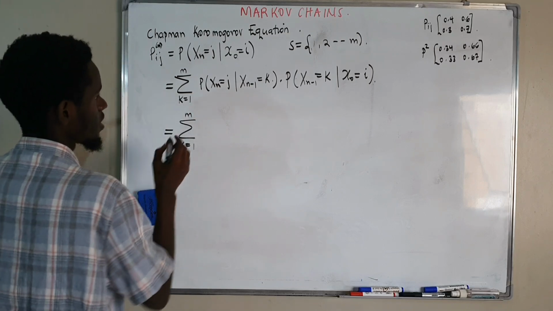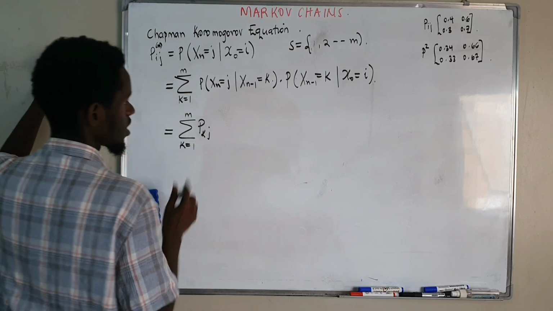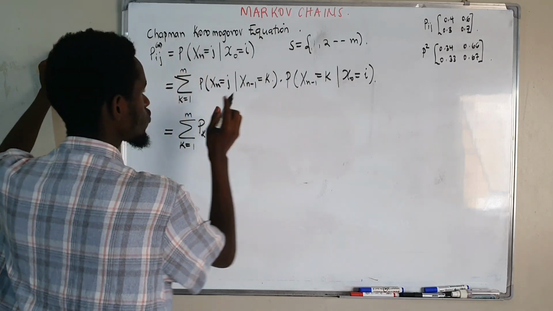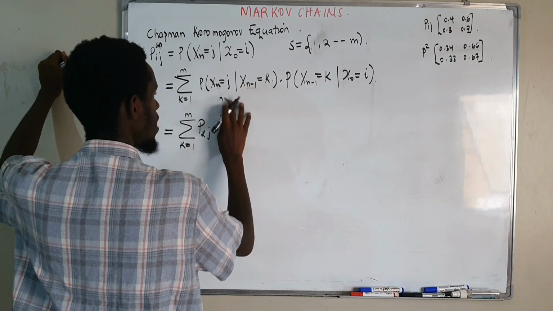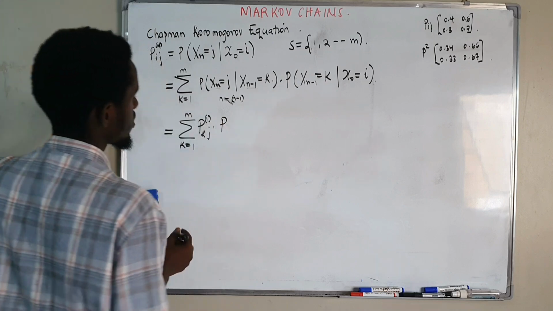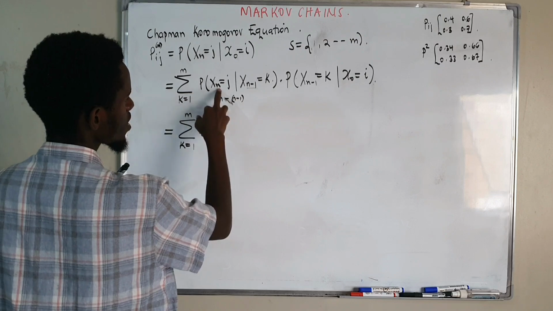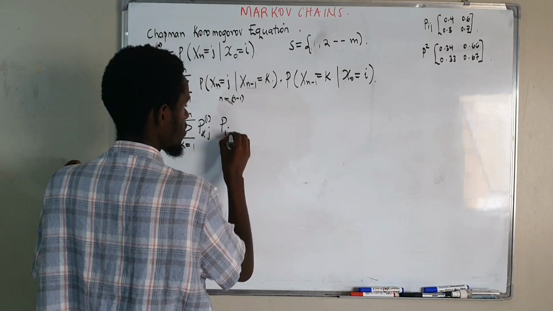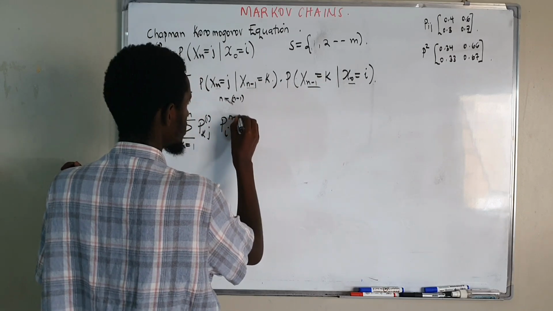But remember, these are our states. This is the same as having the probability of coming from k to j, times the probability of coming from i to k. What's the difference between these two? The difference is going to be n minus 1. It's going to be P_kj, a difference of 1 step, because the difference between n and n minus 1 is just 1, and then P_ik with n minus 1 steps.